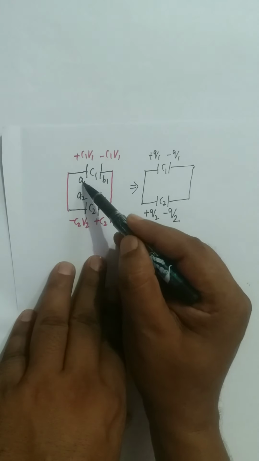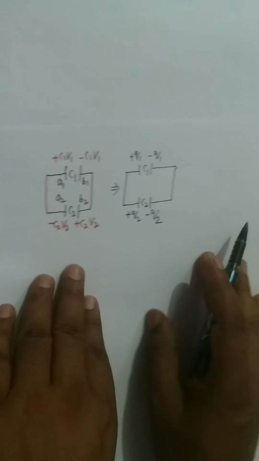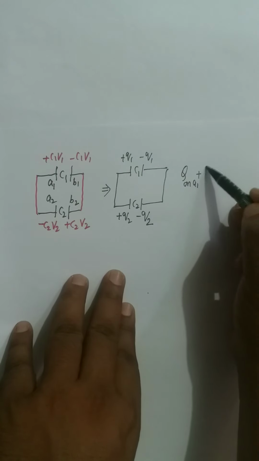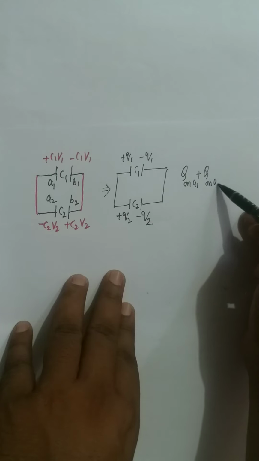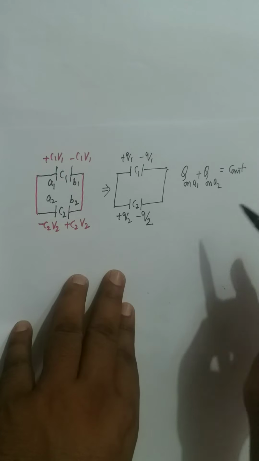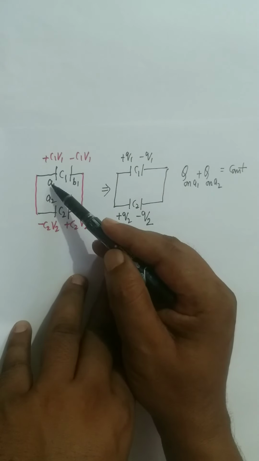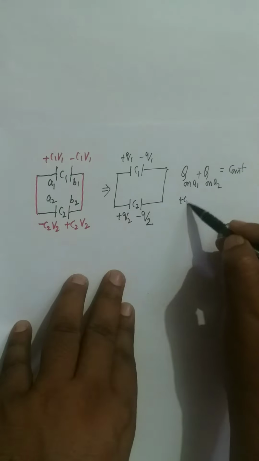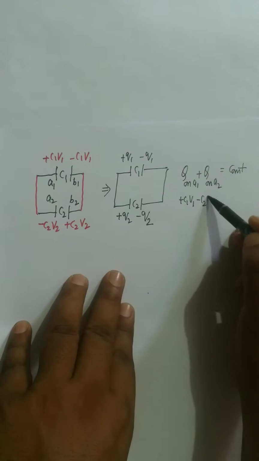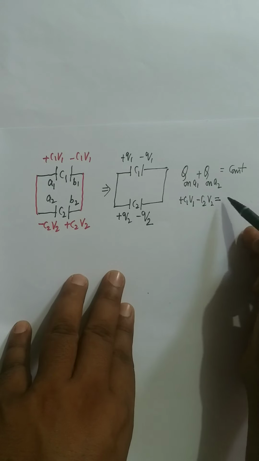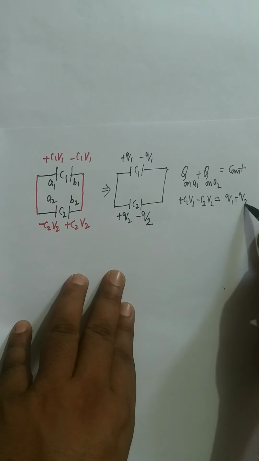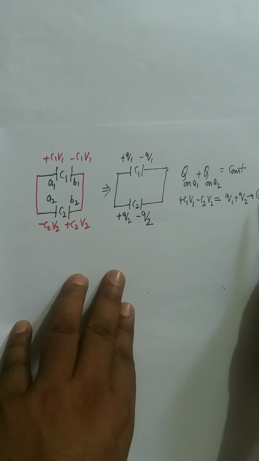Since A1 and A2 are joined together, I will follow the same concept: charge on plate A1 plus charge on plate A2 will be constant. Charge on A1 in the beginning is plus C1 V1. Charge on A2 in the beginning is minus C2 V2, equal to, finally, the charges plus Q1 and plus Q2. So this is your first equation now.